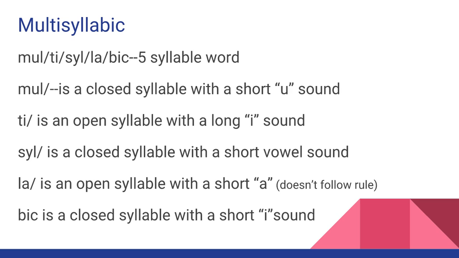Now we've gone over the 7 rules for vowel sounds in syllables, and I want you to think and know that any word you come across, no matter how long, can be divided up into syllables or small parts. Use your 7 vowel rules and you can sound out the word.